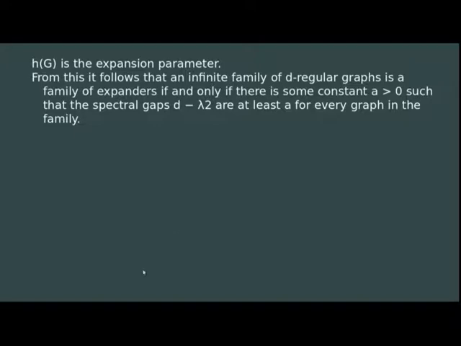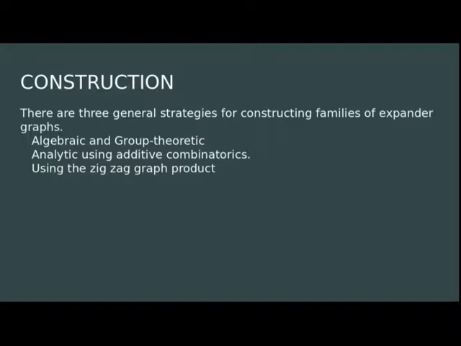From this it follows that an infinite family of d-regular graphs is a family of expanders if and only if there is some constant A which is positive, such that the spectral gaps are at least A for all graphs in the family. Now we'll see the possible strategies that are followed in constructing a family of expander graphs. The first strategy is group theoretic and algebraic, the second one uses combinatorics, and the third one, which is the latest one, uses the zigzag graph product.